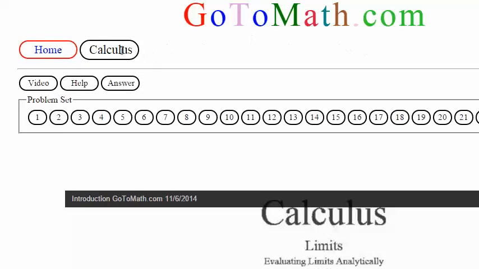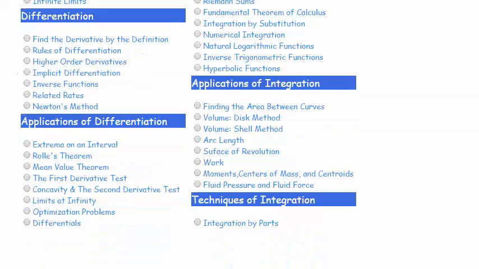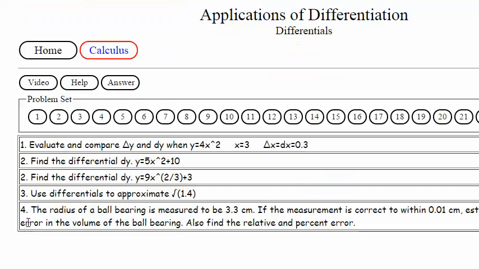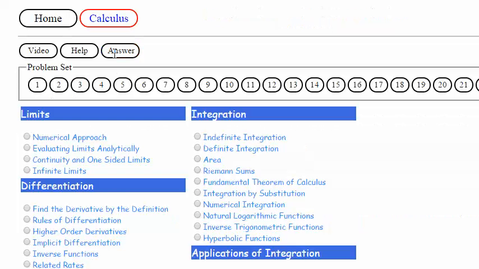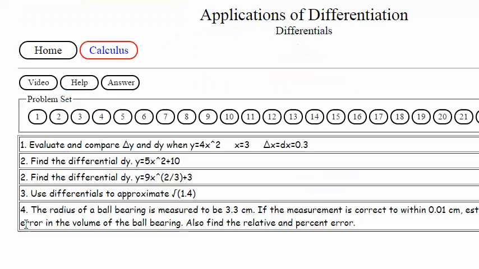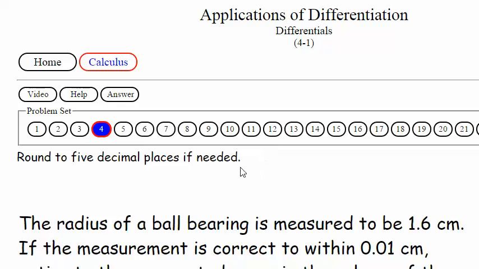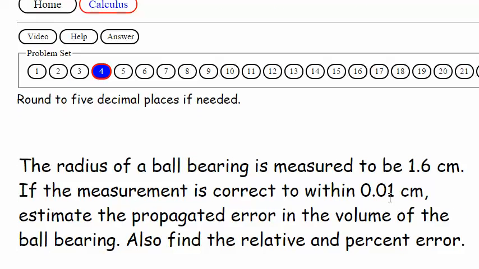Okay, we're at gotomath.com. Go down to differentials. We're down here doing force, so let's click right there, bring that up. You can also click on the buttons. I added that feature. I thought that would be a whole lot faster.